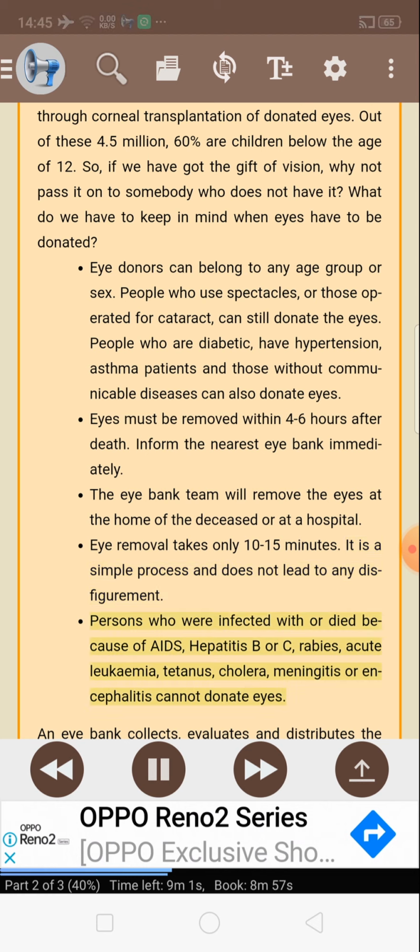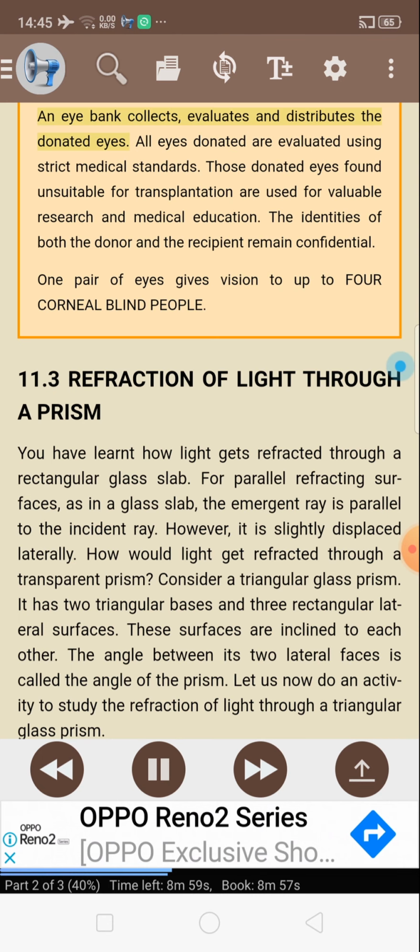Persons who were infected with or died because of AIDS, hepatitis B or C, rabies, acute leukemia, tetanus, cholera, meningitis or encephalitis cannot donate eyes. An eye bank collects, evaluates and distributes the donated eyes.